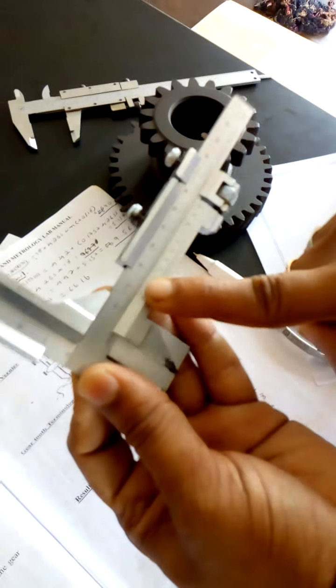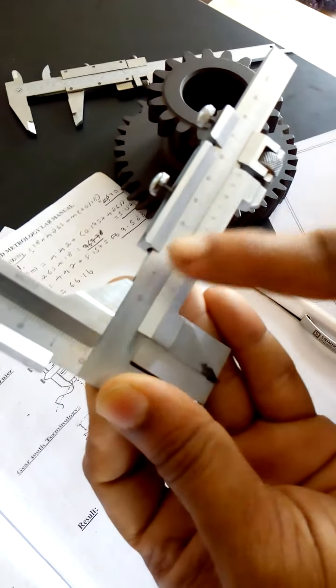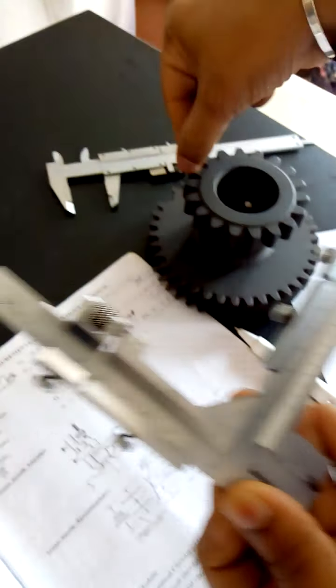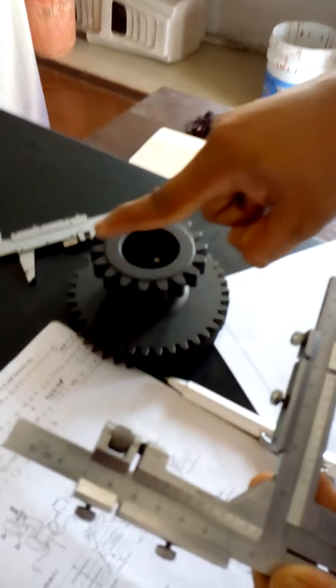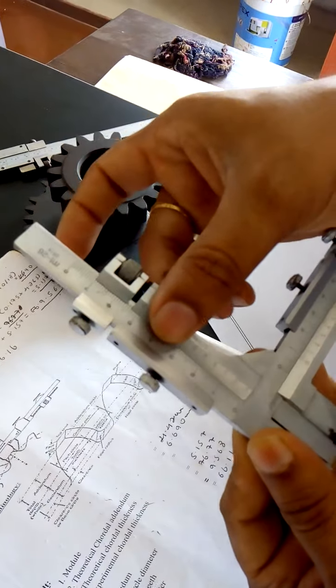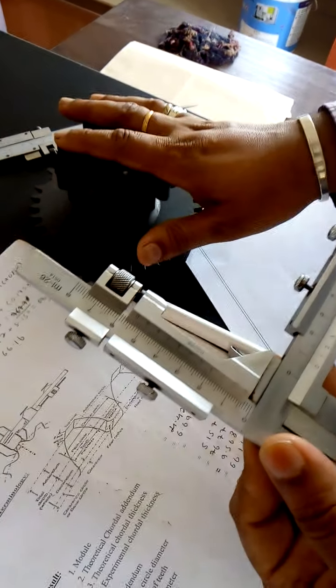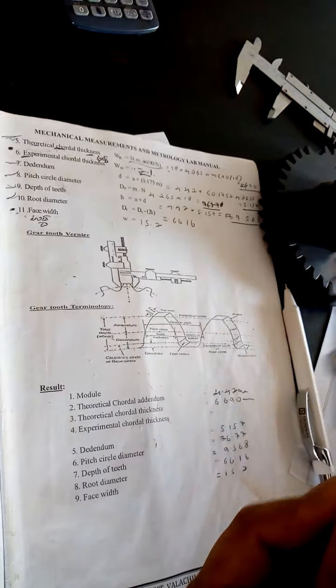This is the gear tooth vernier. With this we can measure the thickness of the gear teeth. This is the gear teeth, and this thickness we can identify with the help of this. If you want to measure the gear tooth thickness, we should set the addendum value on this vertical scale. To identify the addendum value, we should do some theoretical calculation. When we do the theoretical calculation, we will get the addendum value that we should set. I'll tell how to start the experiment.